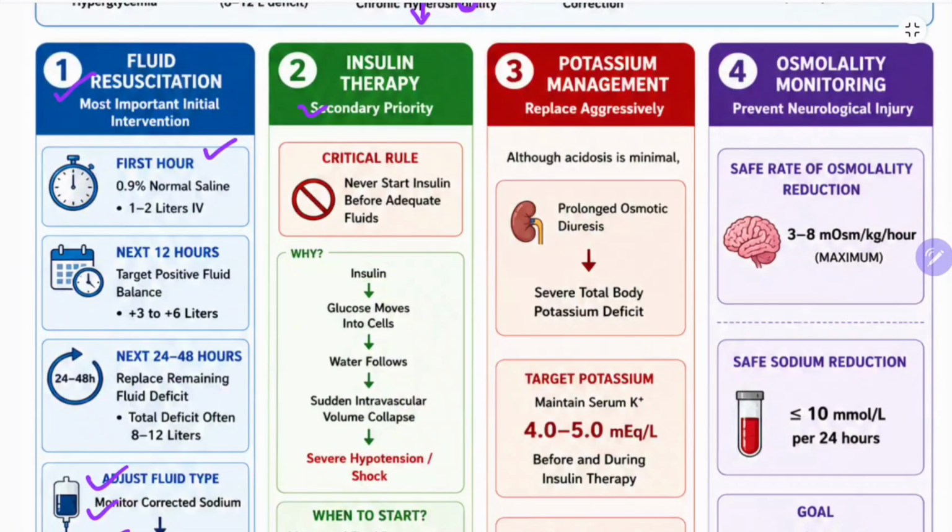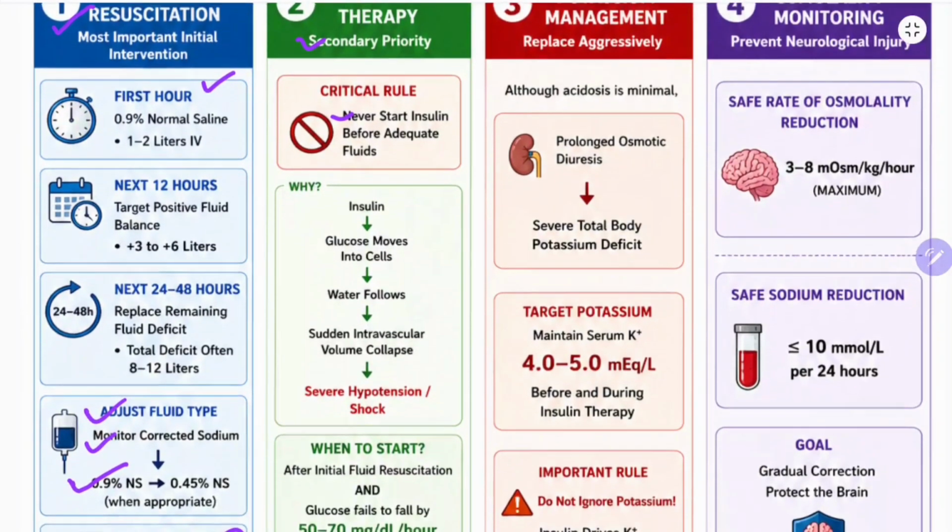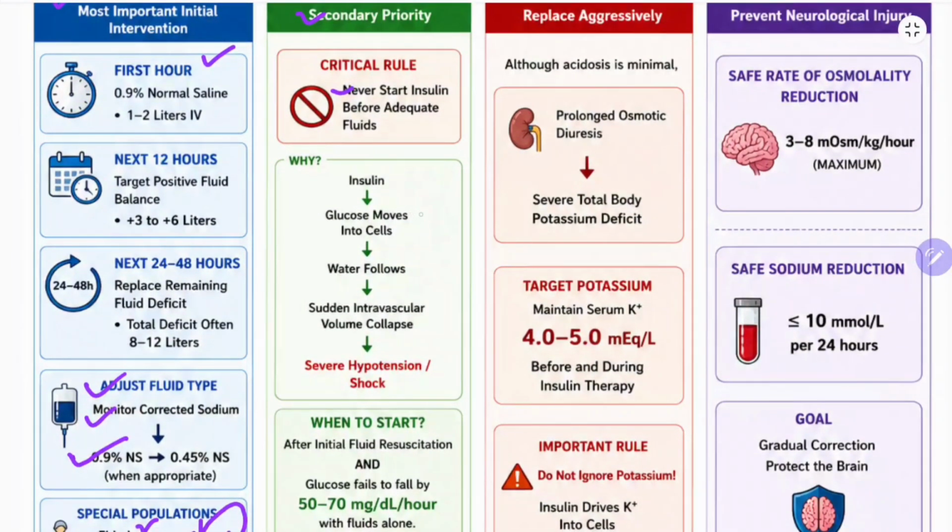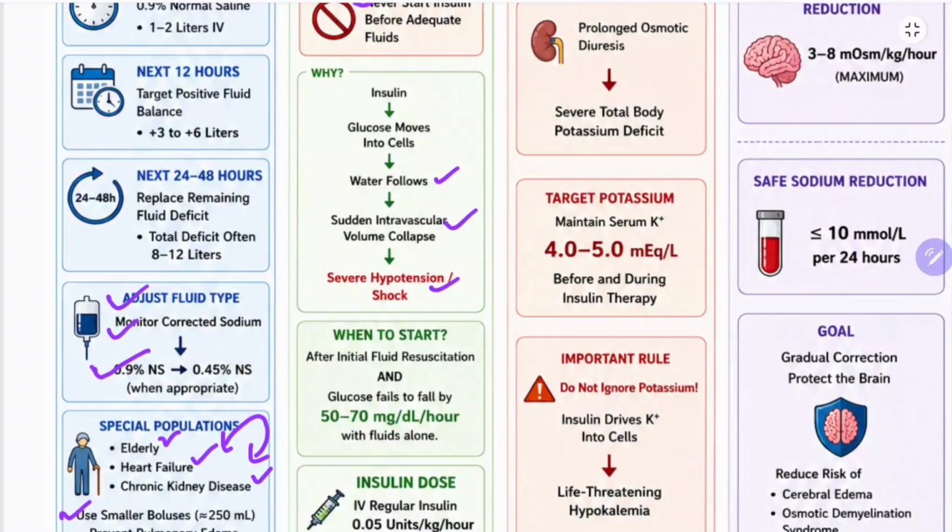Insulin therapy is the second priority. Critical rule: never start insulin before adequate fluids. Why? Insulin moves glucose into the cells, water flows into the cells, and sudden intravascular volume collapse, severe hypotension and shock will develop. Along with glucose, intravascular volume also enters the cells, and that results in decreased circulatory volume, severe hypotension and shock, and in the brain it can lead to cerebral edema or demyelination.